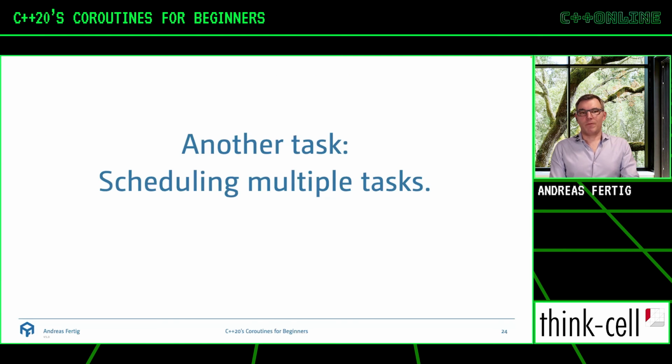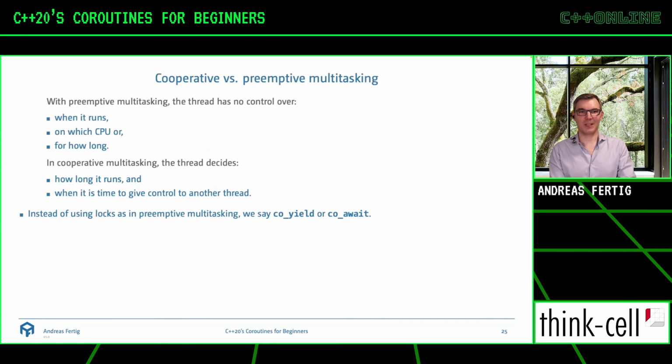I think we have time for another task. And what task would be nicer than scheduling multiple tasks, right? I mean, I cannot do a second talk here in parallel, but I think my computer would be able to do that. So multitasking. We have cooperative and preemptive multitasking.